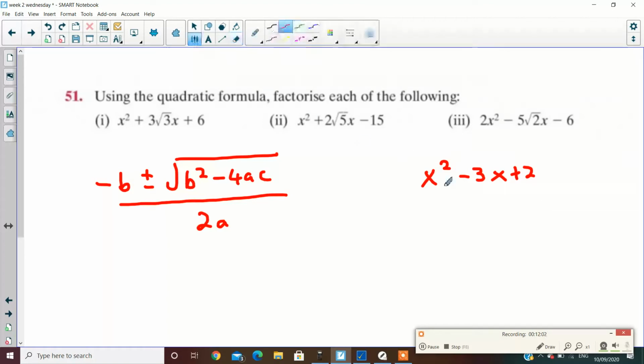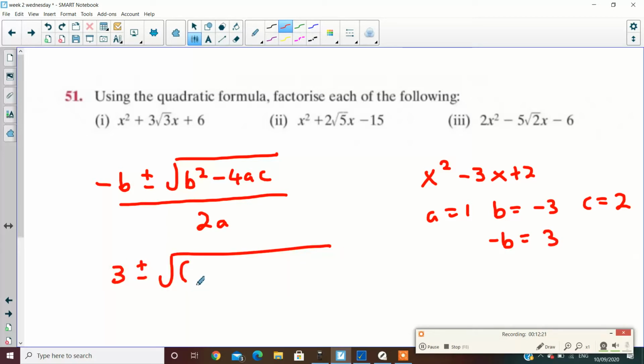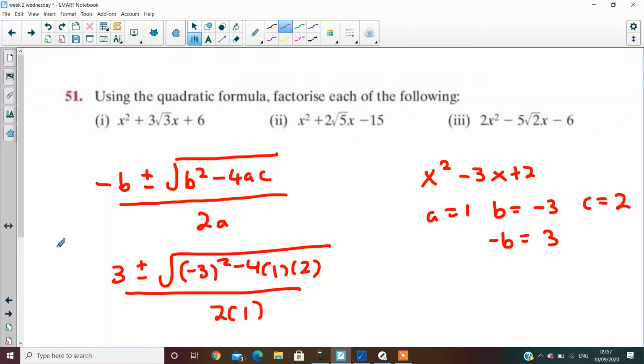Imagine, what's the a value? 1. What's the b value? And what's the c value? 2. Now look at this. What's the minus b value? 3. 3 plus or minus square root of b squared, which is minus 3 squared, minus 4 times 1 times 2, all over 2 times 1, all right? Lob all that into the calculator.